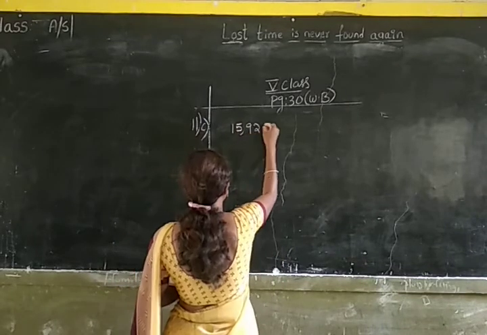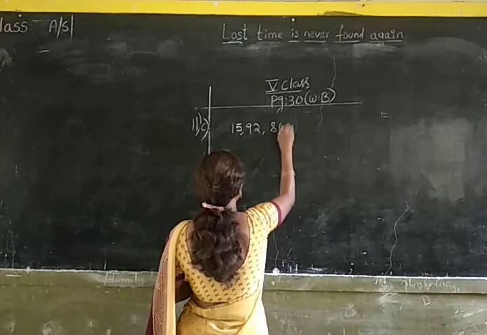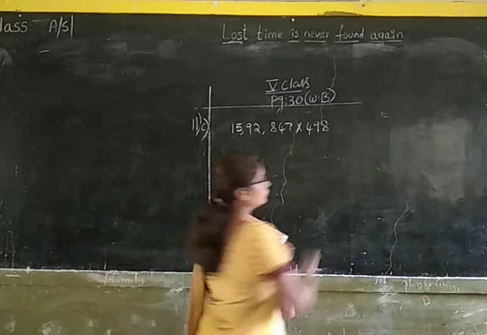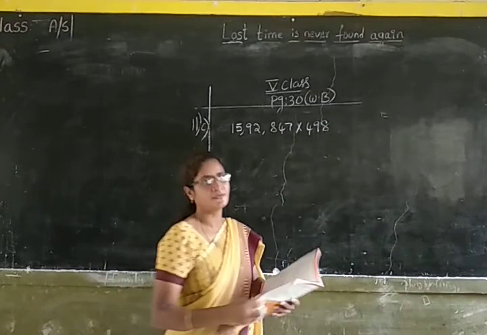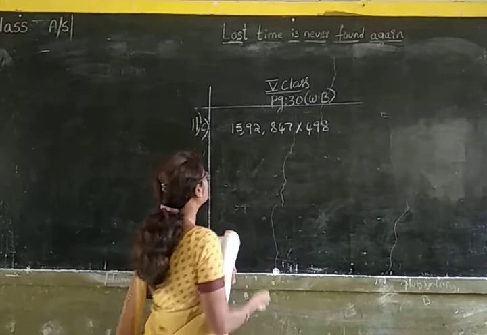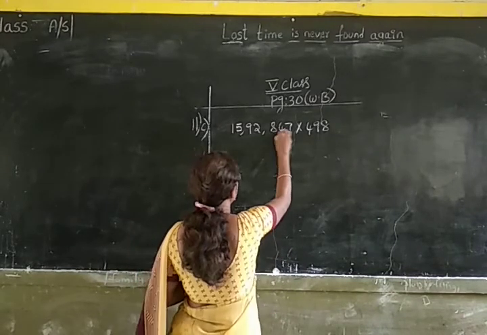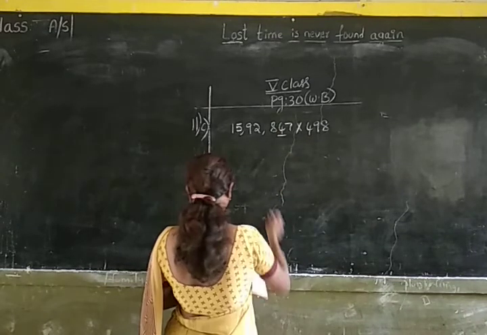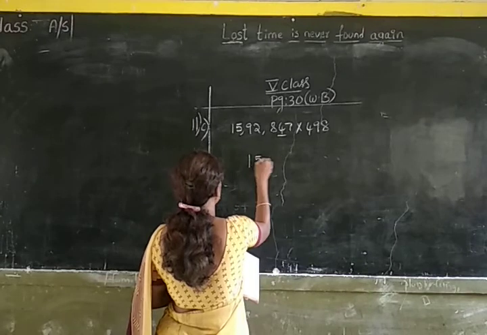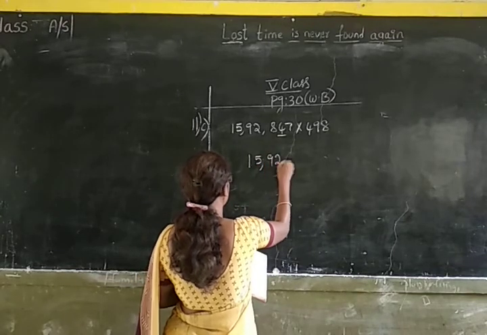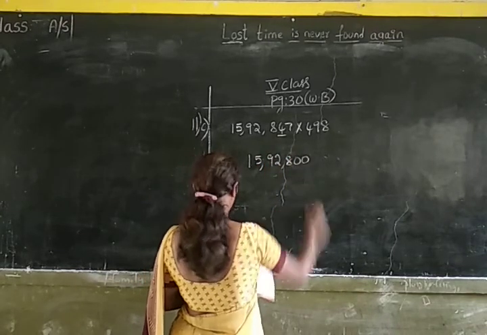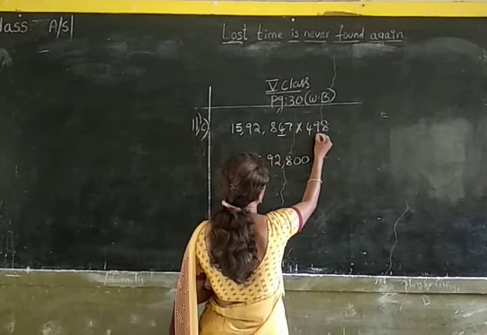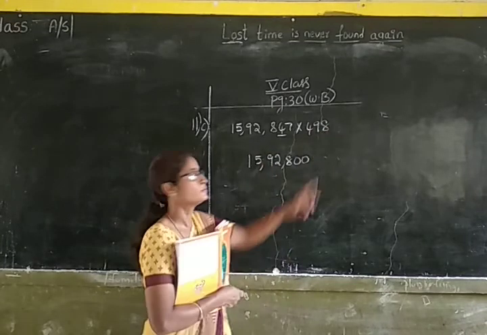15 lakhs 19,847 into 498. You have to estimate the answer to the nearest hundreds. So you have to underline the digit at its tens place. Here the digit at its tens place is 4. So no need of adding 1 to the next number. This will become 15 lakhs 92,800. 15 lakhs 92,800.